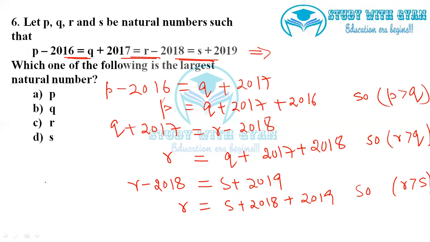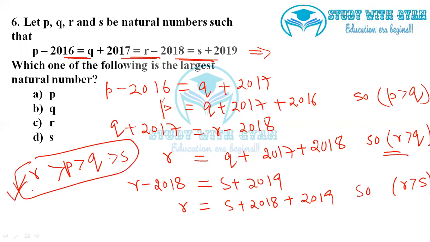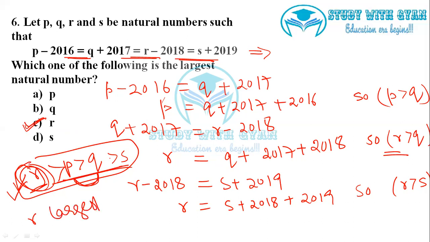So simply here you can say P is greater than Q from statement 1, and R is greater than Q. That means R is also greater than P, and R is greater than S. So you can say R is the largest value among all of these. You cannot clarify which of the others is larger, but R is the largest one in the given part. So C will be the right answer for this question. R will be the largest one.